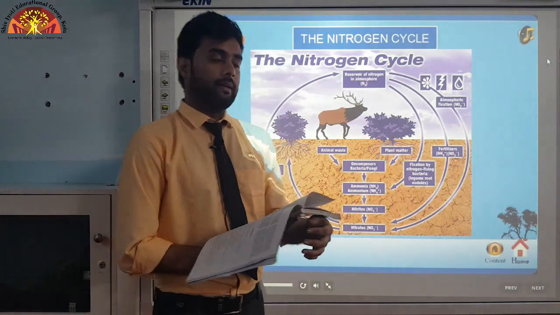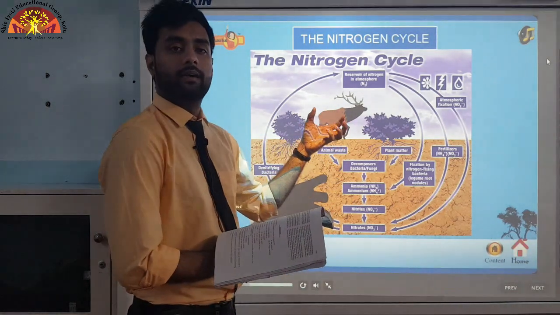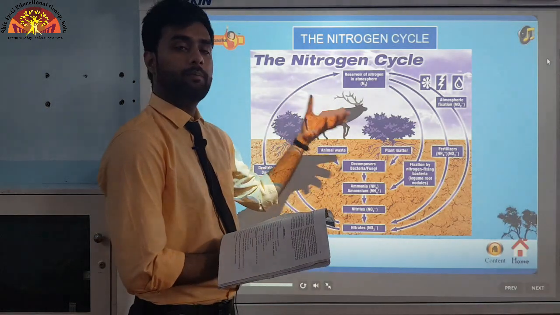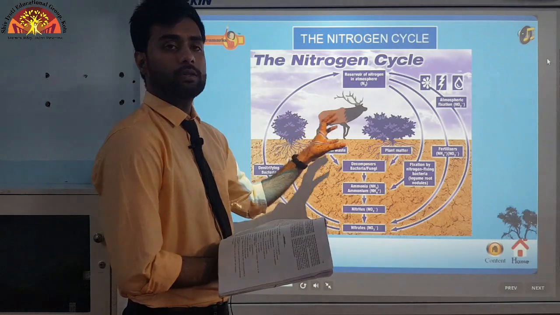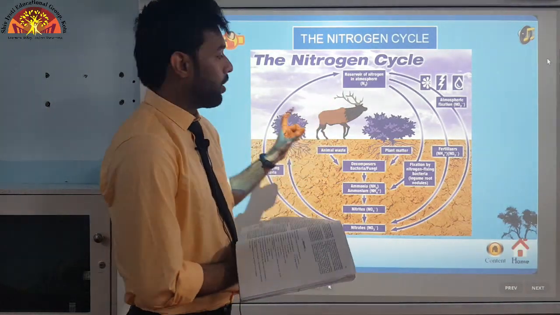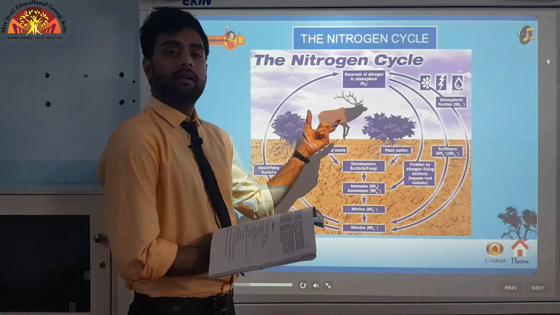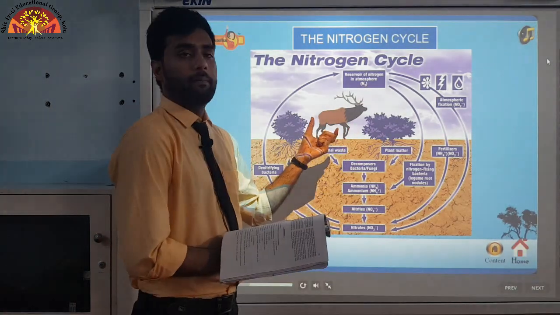Now this animal, either it will excrete, throw the remaining waste matter out of its body, and at some point of time the animal will die. Now what will happen? The same process which was happening with the carbon cycle. Microorganisms were working on that body and they were breaking the compound back into carbon. Same thing will happen with nitrogen.